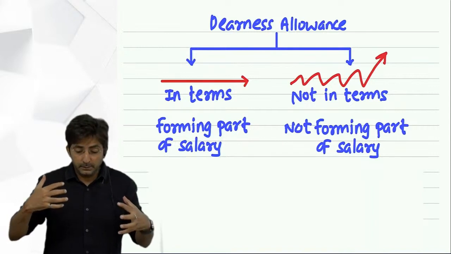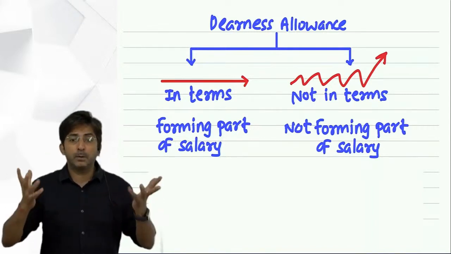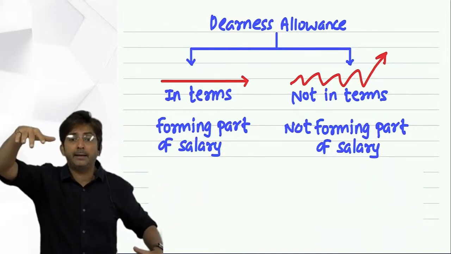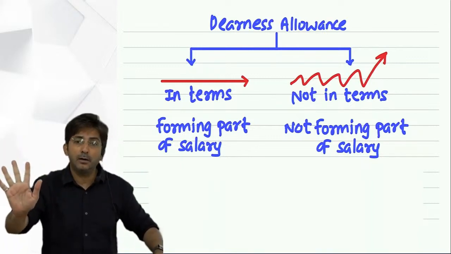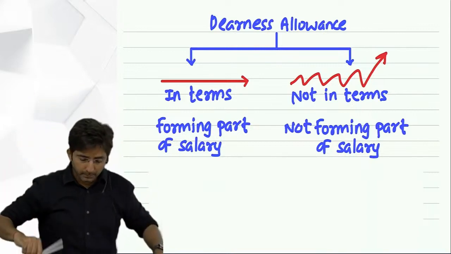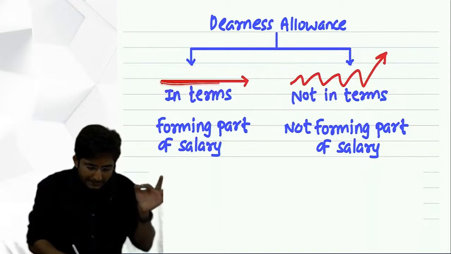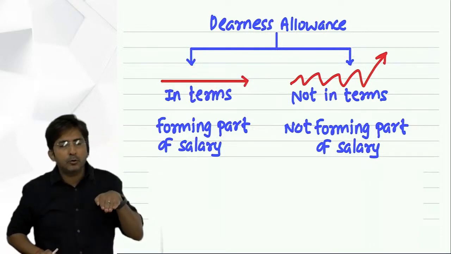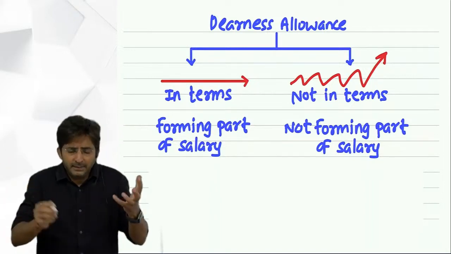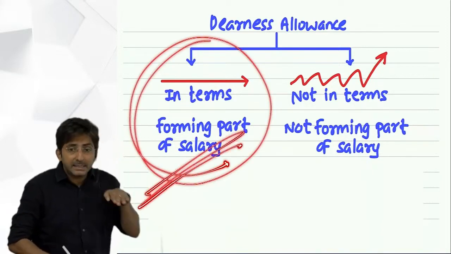See, terms means the rules of the boss. So if DA doesn't move as per the boss's terms and conditions, it moves according to the market, inflation, then it is called not in terms; it goes as per inflation. So I hope you understand why this drawing. This flat arrow means your dearness allowance will remain constant, whether there is inflation or not. Something which is fixed is made up of something which is fixed, even in terms, as a nature of fixed item.